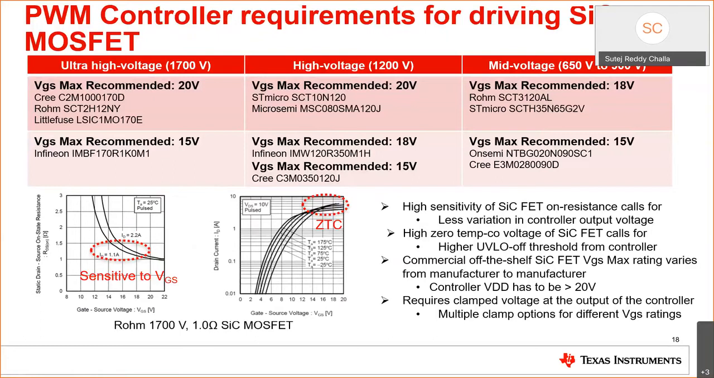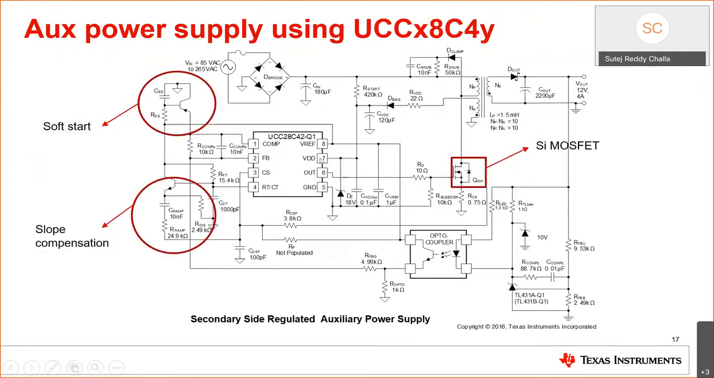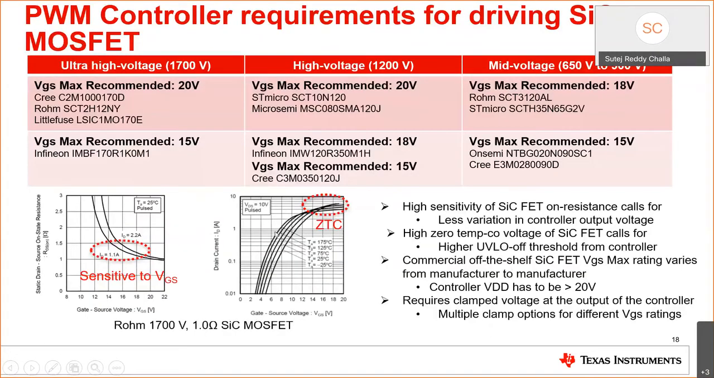Now, what are the PWM controller requirements for driving a silicon carbide MOSFET? So in the previous slide, as I've been telling, this controller is suitable to drive the silicon MOSFET, but it is not suitable to drive the silicon carbide MOSFET. So now let us understand what those requirements are and what additional circuitry is required in order to drive the silicon carbide MOSFETs using these general purpose PWM controllers.